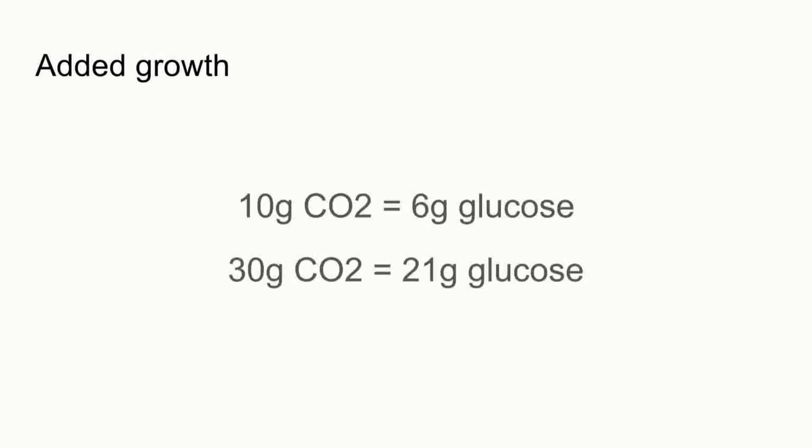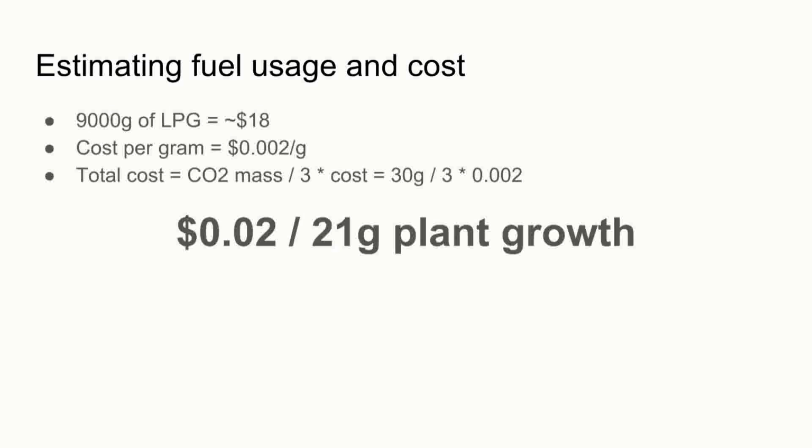Now, if we remember our ratio from before, for every 10 grams of CO2, a plant can make 6 grams of glucose. So for our 30 grams, our plants grew during that hour and 45 minutes. It produced 21 grams of glucose, which isn't a whole lot, but over the course of a day, if you were to maintain that, it actually comes out to quite a bit, right? An hour and 45 minutes to produce 21 grams.